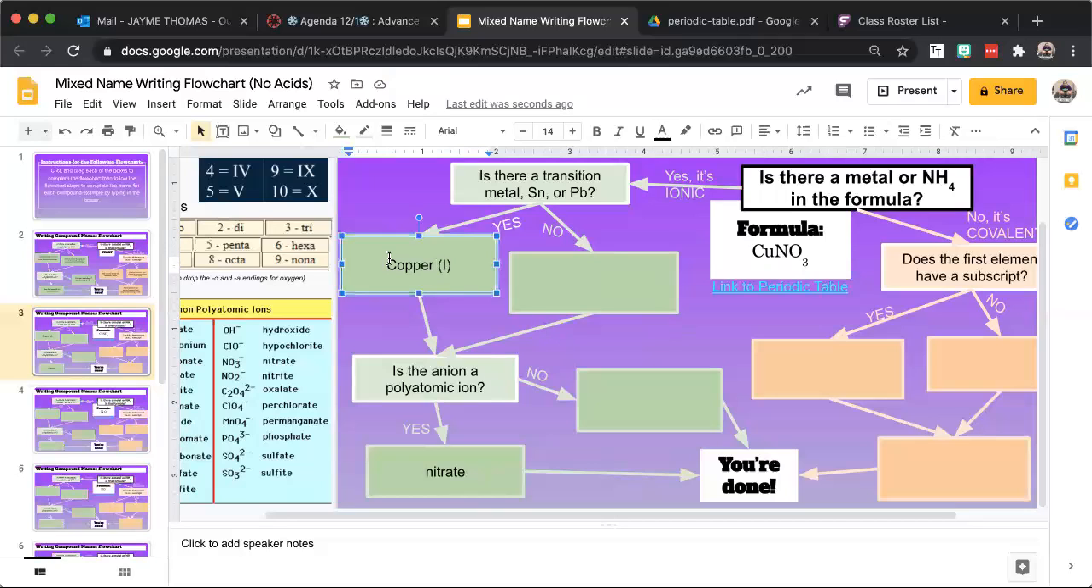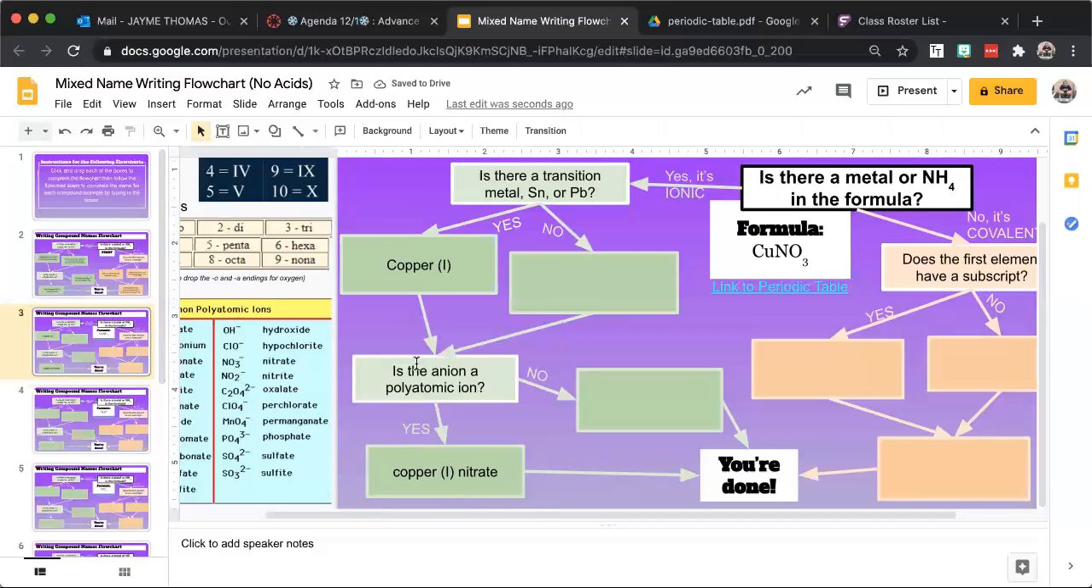Okay, so now that we have it all together, I'm going to put it all together here in the last box. So the whole name is copper, not copier, copper 1 nitrate. Okay, so for the final answer, that would be the final name, copper 1 nitrate. All right, let's do the next one.